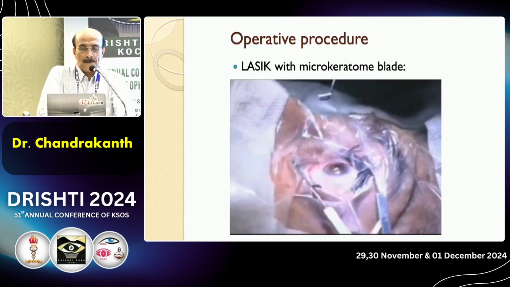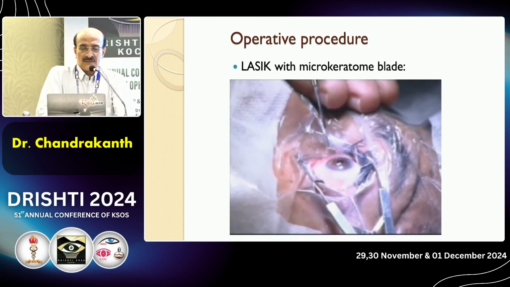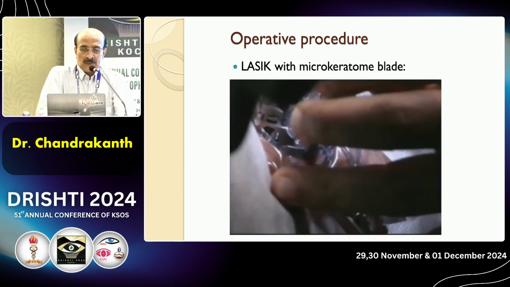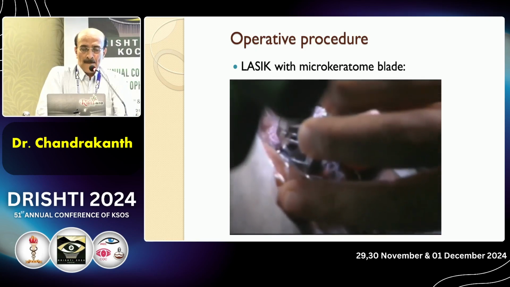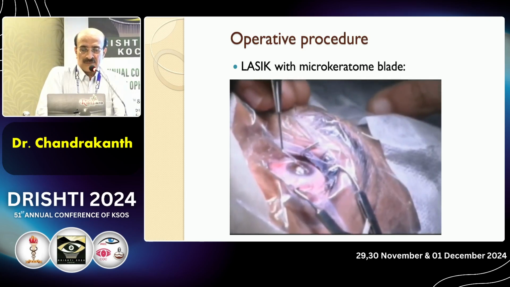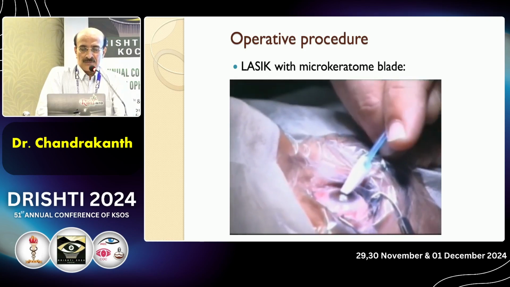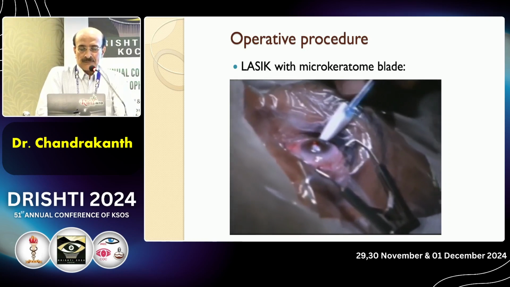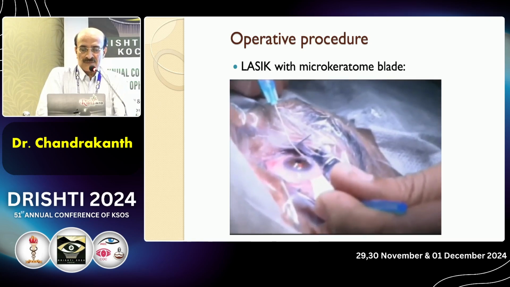Ablation depth was calculated; it was between 45 to 60 microns in the trans-PRK group and 90 to 140 microns in the Lasik group. This is the Lasik procedure with a microkeratome blade. Pre-placed markings ensure that the flap is placed in the correct position after the procedure. The flap is created and lifted off, a plaque is kept at the hinge to protect it, and Excimer laser is applied.